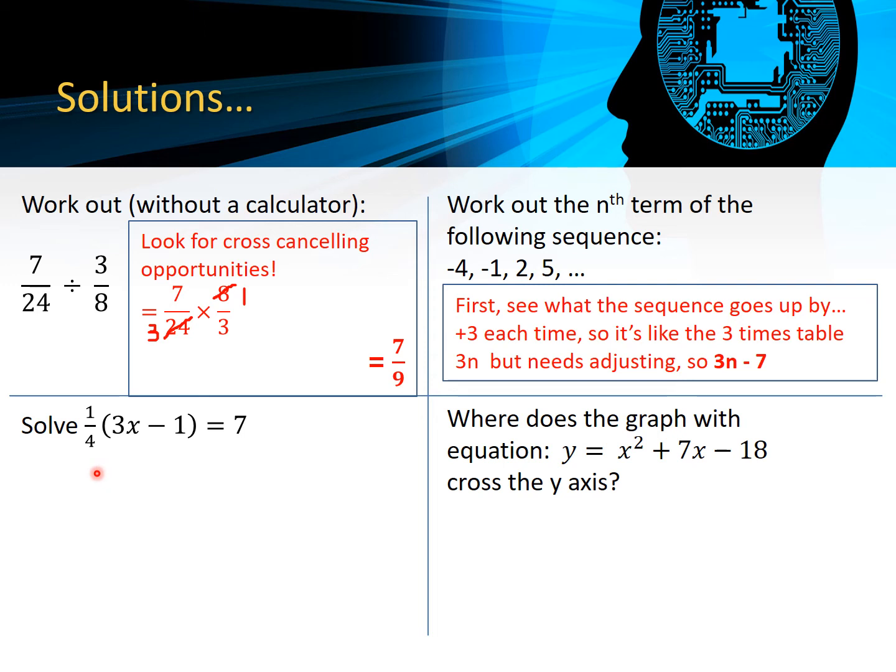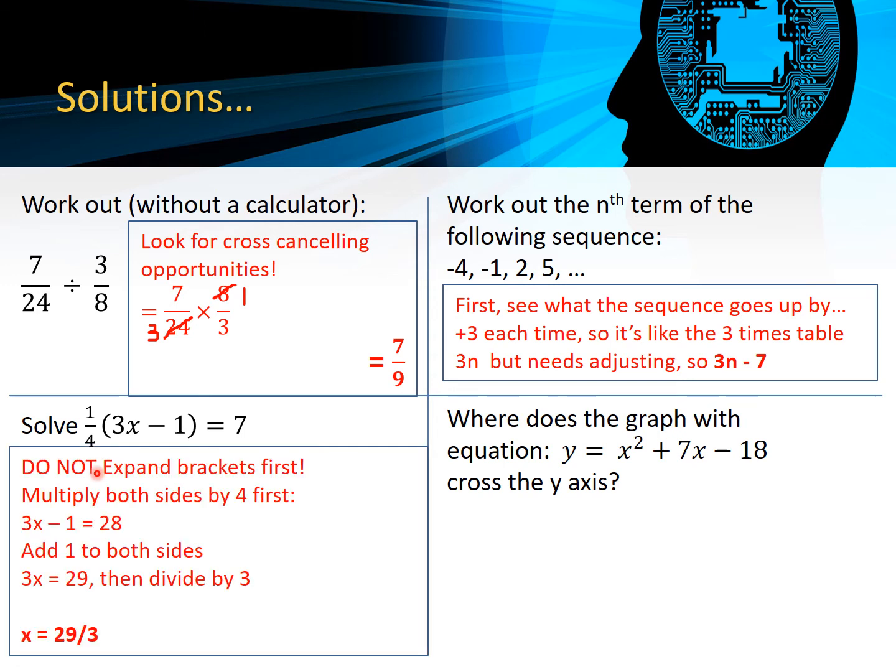Solving an equation with a fraction on the outside of the bracket, what we need to do here again is not expand our brackets first, otherwise we're going to get lots of fractions knocking around, which isn't going to be nice. First step, multiply both sides by 4, so the 4 is going to come up here. 3x minus 1 is then equal to 28, and from here we should know what we're doing. We're adding 1 and dividing by 3, and again we're going to leave our answer as a top heavy fraction because 3 doesn't go into 29 nicely.